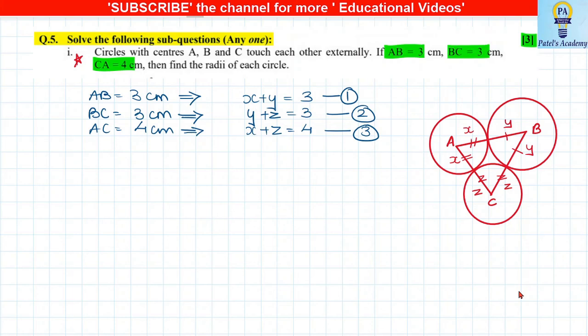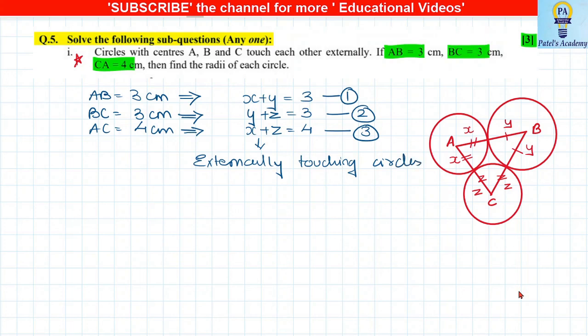Okay. Now students, the property we are using over here is nothing but externally touching circles. Okay, externally touching circles. So for all this we have to write down the reason as externally touching circles.